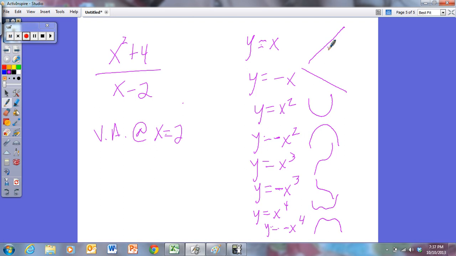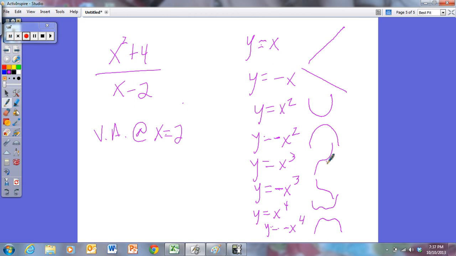Notice that for this one, as x approaches infinity, y approaches infinity. As x approaches negative infinity, y approaches negative infinity. For negative x, it's exactly the opposite. As x approaches infinity, y approaches negative infinity. And as x approaches negative infinity, y approaches infinity. For y equals x squared, they're both positive infinity. For negative x squared, they're both negative infinity.